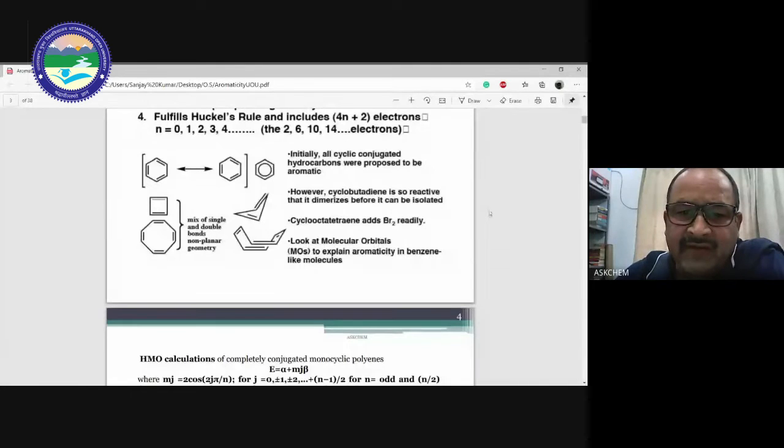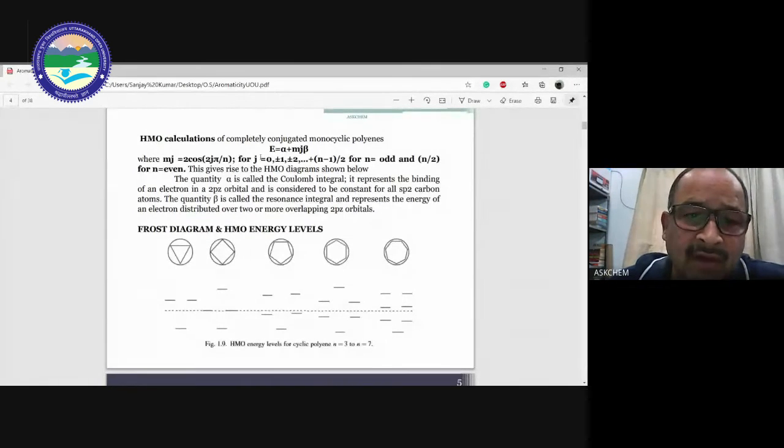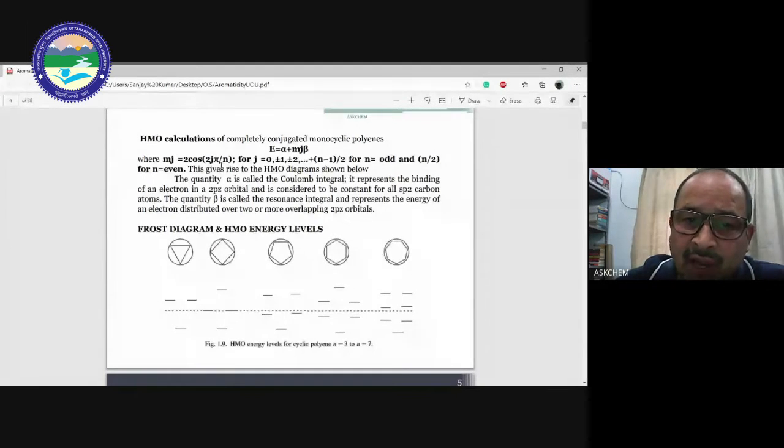So for this HMO calculation, the energy levels for the different molecular orbitals are formed as a result of LCAO, linear combination of atomic orbitals, resulting from this Coulomb integral alpha and this resonance integral beta. So when we calculate it, Mj is equal to 2 cos 2j pi upon n, for j equal to 0, plus minus 1, plus minus 2, up to plus minus n minus 1 upon 2, for n, when n, the number of members of the ring, is odd.